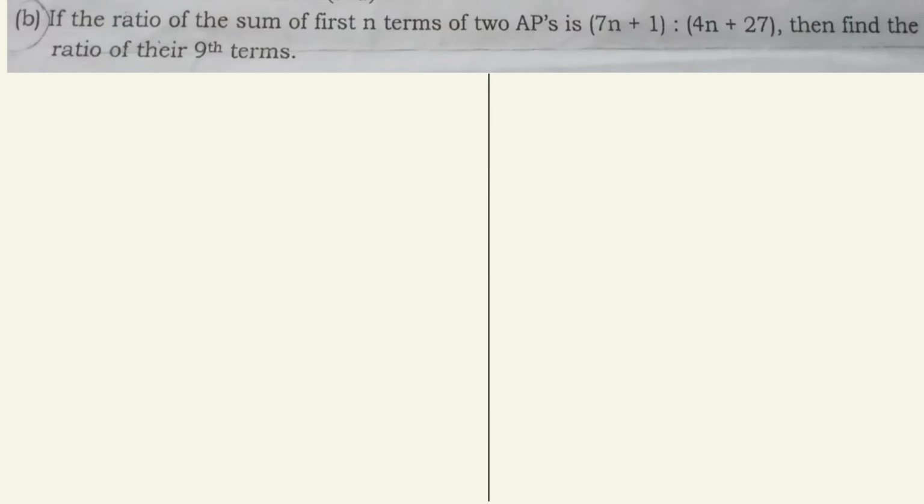If the ratio of the sum of first n terms of two APs is 7n plus 1 is to 4n plus 27, then find the ratio of their ninth terms. Now, there are two APs involved.